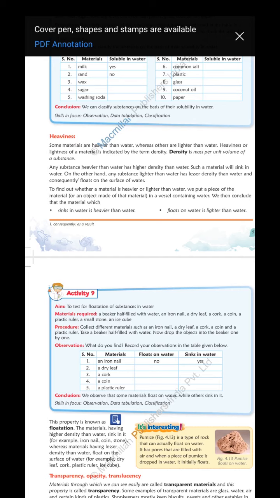And the lightness or heaviness of materials is indicated by the term density. What is density? Density means mass per unit volume: the mass occupied by a unit volume of a substance. The unit can be meter cube or centimeter cube, so kg per meter cube, or grams per centimeter cube. So the mass occupied by a certain volume is called density. You have to read the density definition also.